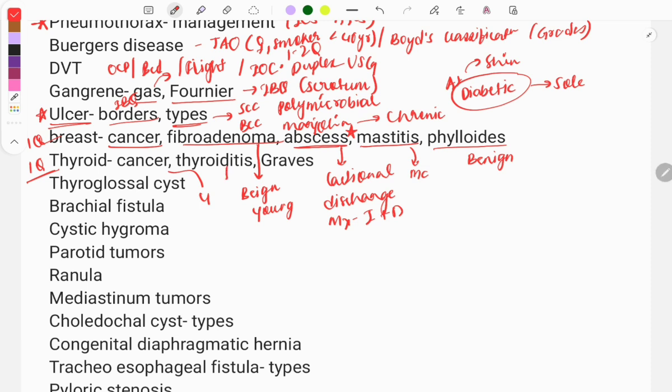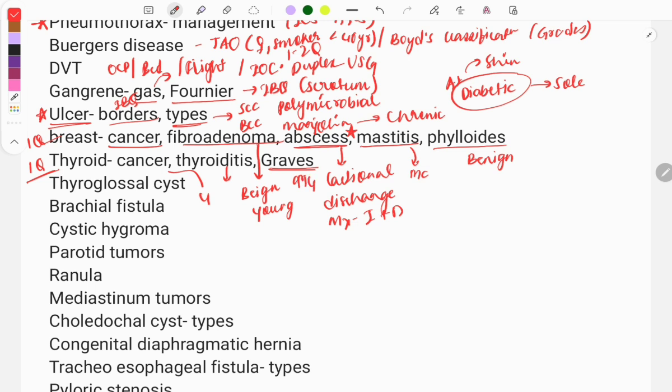Then questions are also asked on thyroiditis, like Hashimoto's thyroiditis, due to which there will be hypothyroidism. So look at all the points from Hashimoto's thyroiditis. Then there are other thyroiditis like viral thyroiditis, which is also called subacute. And then the next important topic from the thyroid is Graves' disease. In Graves' disease, there will be hyperthyroidism, and the questions are usually asked on its management.